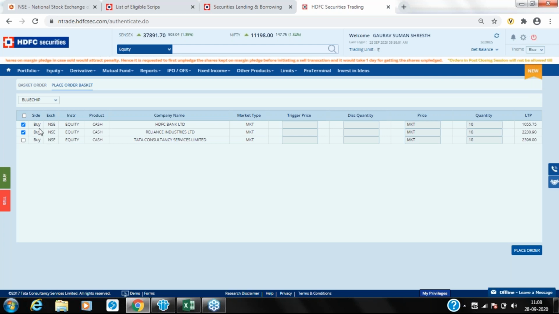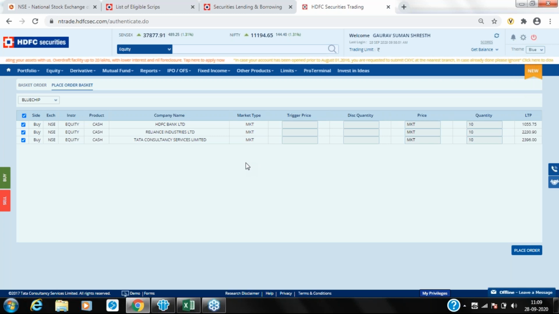I can tick 2 of them and keep the other one unticked, so only 2 of the orders will go through. In case I want to place all the orders, I will just tick on the left hand side all of them and all the orders will go through. At the bottom you can see the place order function. I just have to click on that and automatically all the 3 orders will go in the market simultaneously at market price. HDFC Bank, Reliance Industries and TCS will be bought.